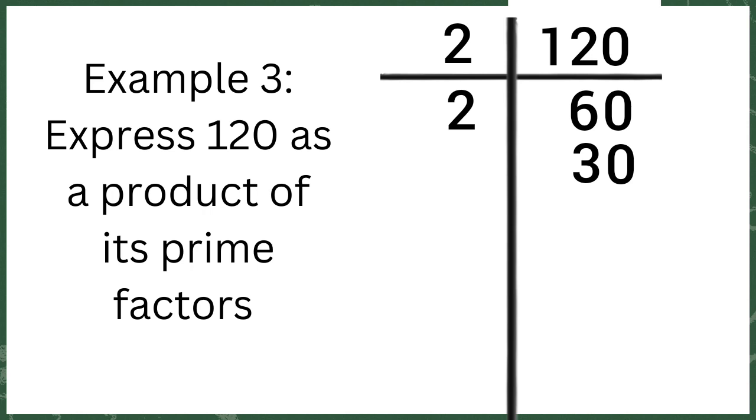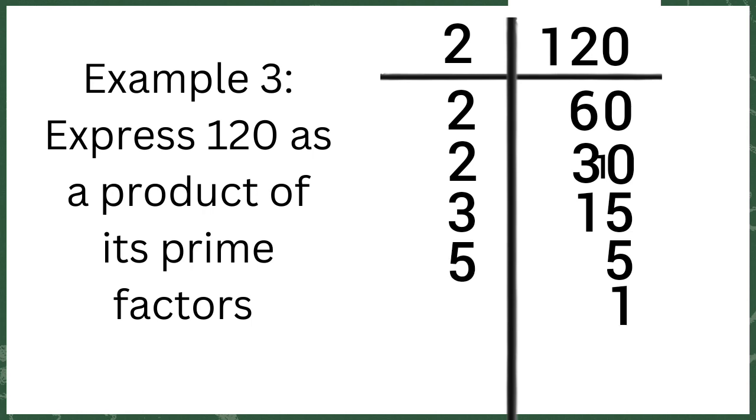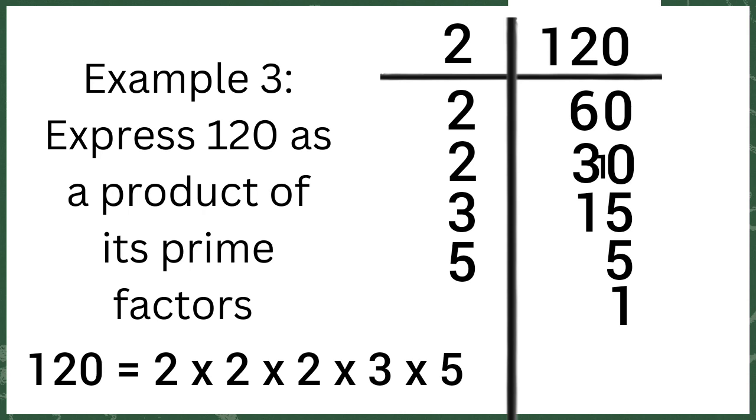Since it is even, we will use 2 again. 2 into 3 is 1. Remember 1. We will place the 1 beside 0. It gives us 10. 2 into 10 is 5. Our new number is 15. 2 can no longer go. We will use 3. 3 into 15 is 5. We can't use 3 again because 3 cannot divide 5 without a remainder. So we move on to the next prime factor, which is 5. 5 into itself is 1. Our quotient is 1. So 120 can be written as 2 times 2 times 2 times 3 times 5.